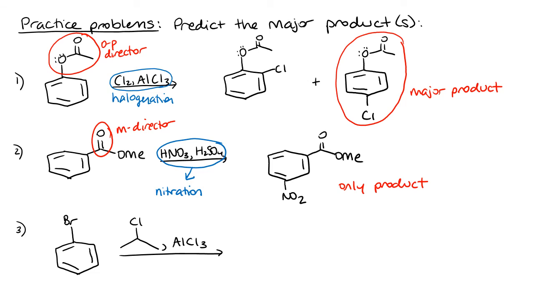In our third problem, we have a benzene ring with a bromine attached. Now bromine, even though it's a weak deactivator, as we saw with the halogens, is an ortho-para director because it can provide those fourth resonance structures. So we know that our incoming group will go at either the ortho or the para position. Now let's take a look at our reagents. We have an alkyl halide with a Lewis acid. These are the reagents necessary for the Friedel-Crafts alkylation.